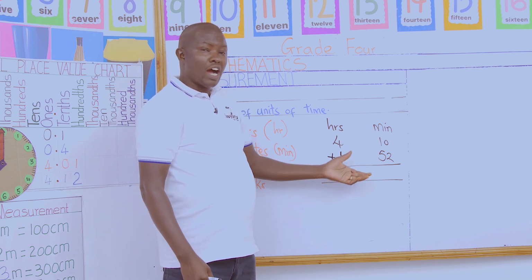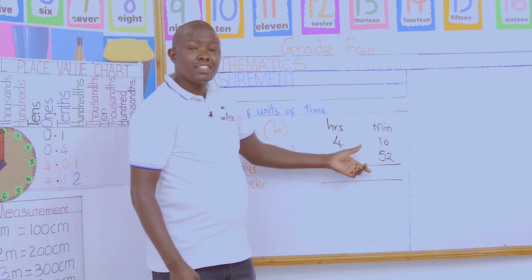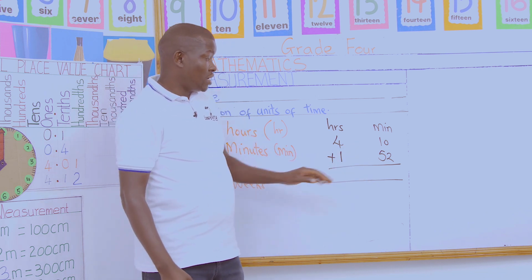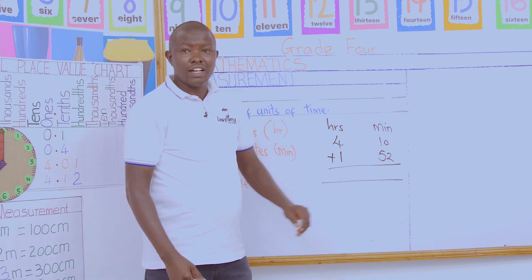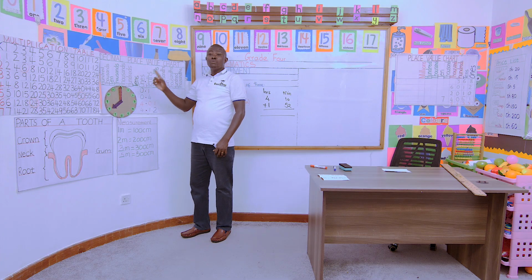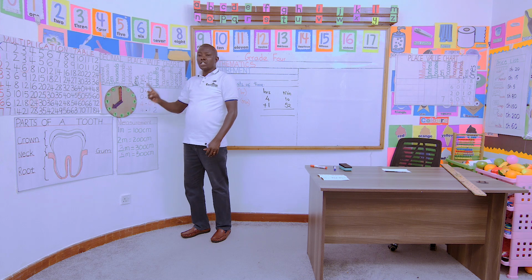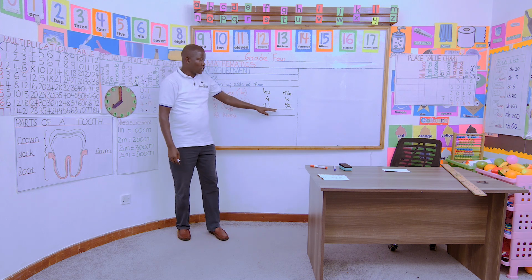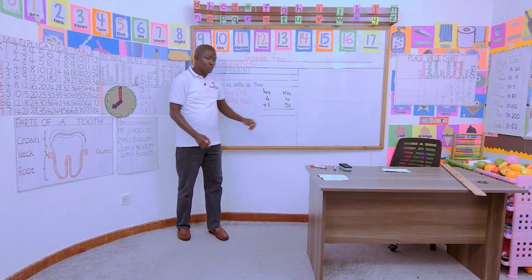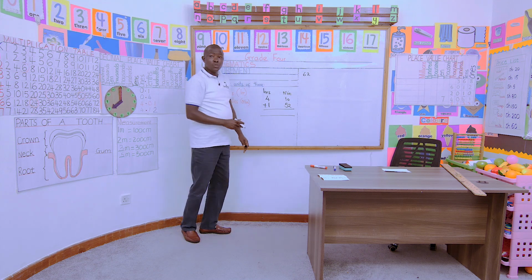We will get how many minutes? Yes, Victoria, we have 62 minutes. We cannot write 62 minutes here. Remember, when we were learning how many minutes make 1 hour, we said minutes in an hour are 60 in number. So 60 minutes make 1 hour. And now here we have 62 minutes because 10 plus 52 is 62 minutes. So what do we do?